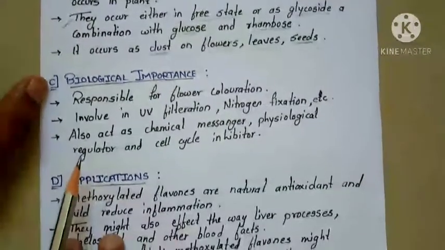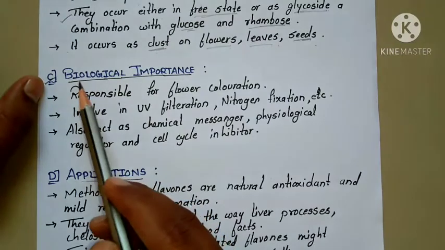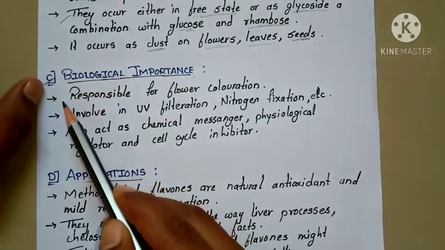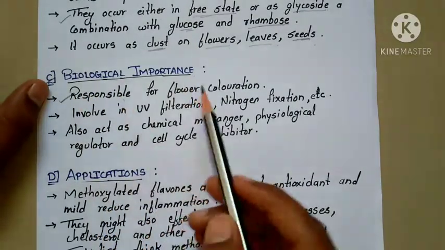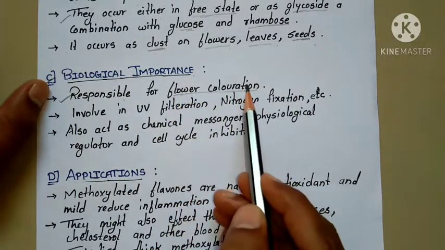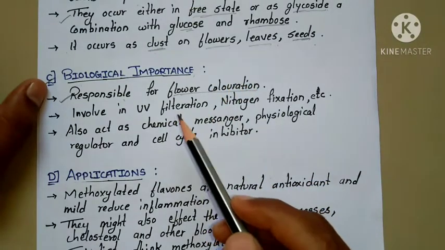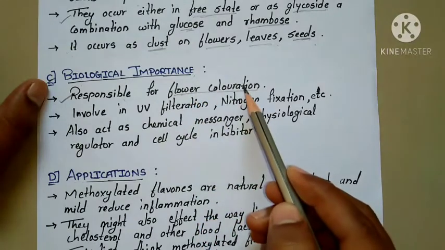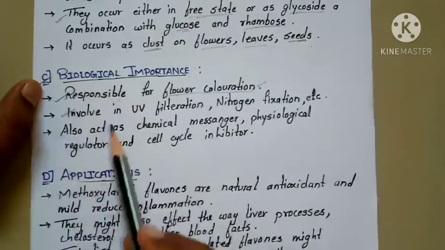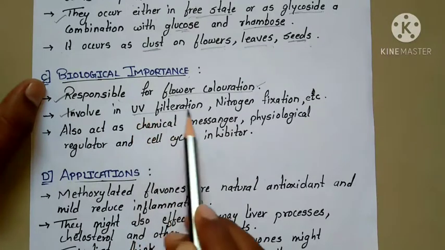Remember this. Then your next point is biological importance of flavones. First biological importance is responsible for flower coloration. That means when flowers are present, any flower gets color. Okay. Then next point is involved in UV filtration, ultraviolet ray filtration.